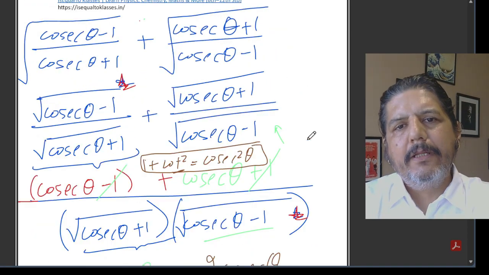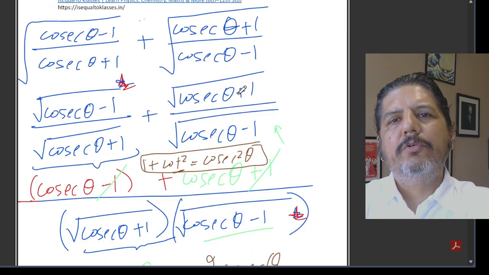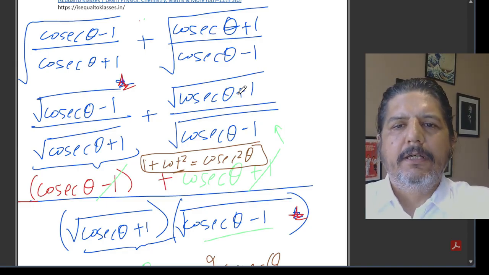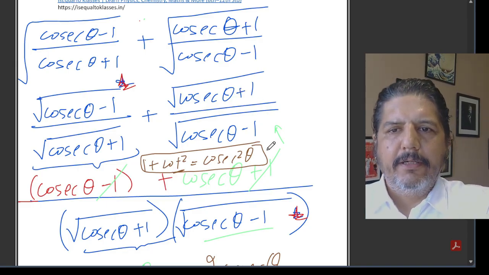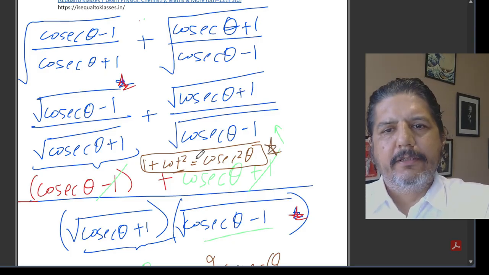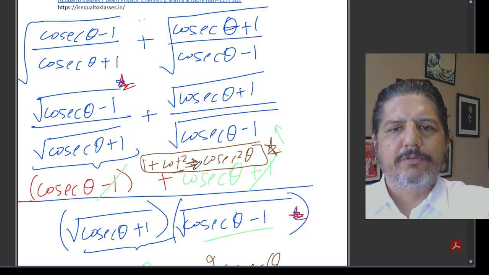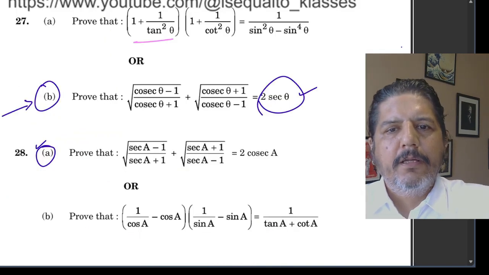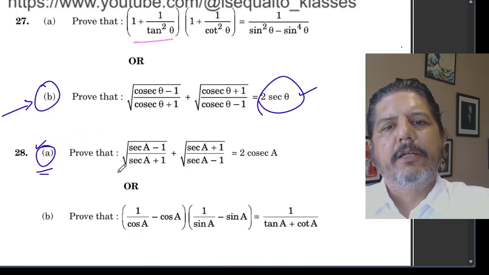As I told you, this question has more to do with how good your algebra is, how good your manipulation of algebra is, rather than the trigonometric identity. The trigonometric identity was only used here, that 1 plus cot squared theta is equal to cosec squared theta. That is the only thing. Now let's do the next question. The next question is almost the same as what we have done. Let's start.